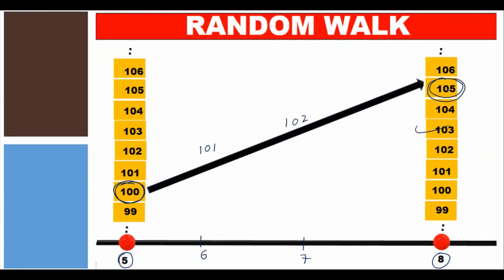I can never go to 105 in case of a random walk. In a random walk, my increment will be 1 each time. I can't get more than 1 each time. So I can never reach 105 in 3 moves. This is impossible. So the probability that X8 is equal to 105, given that X5 is equal to 100, is 0. There is no way. This is not possible at all. I can't get an increment of 5 in 3 moves. It's not possible.